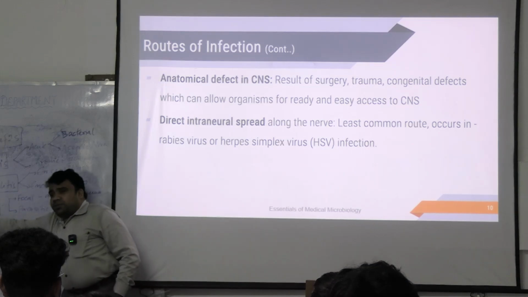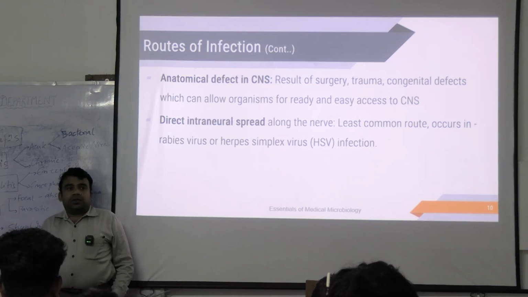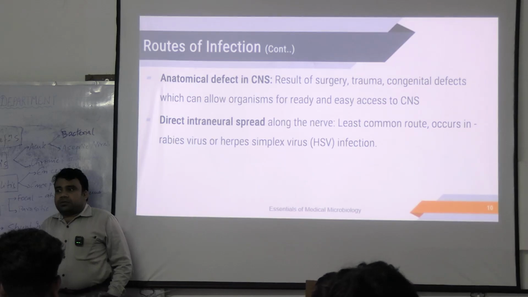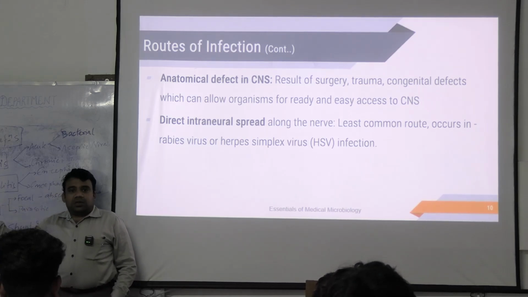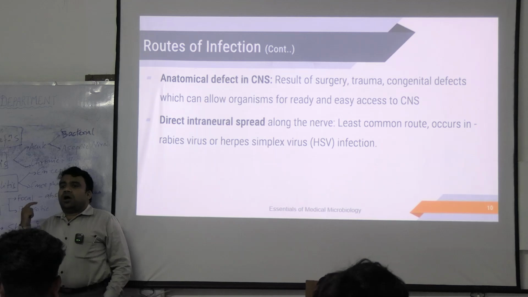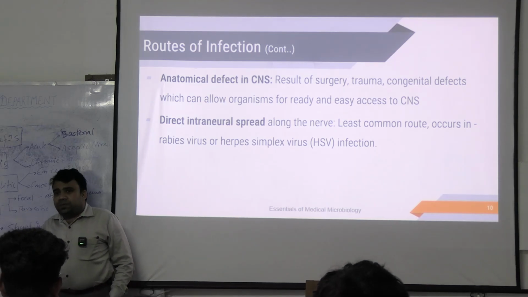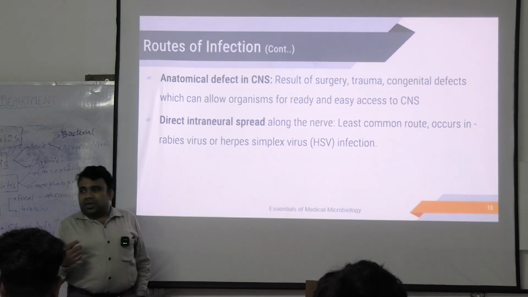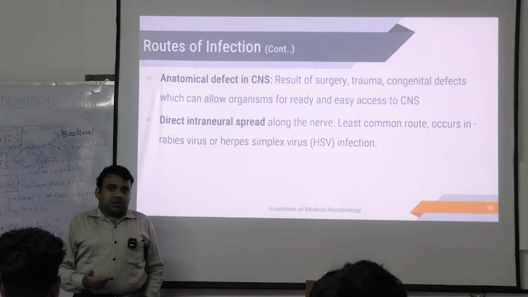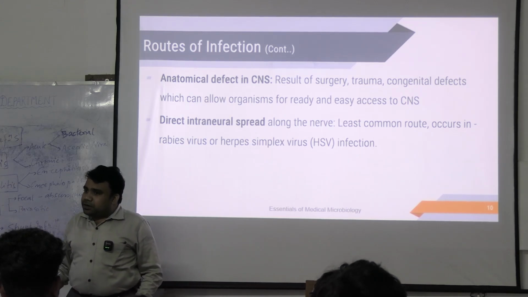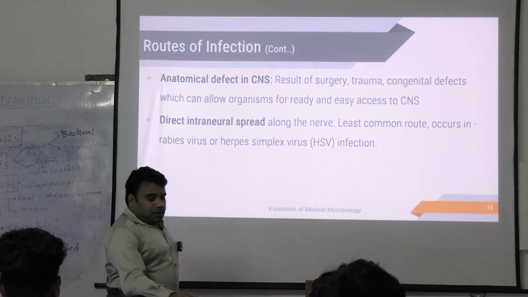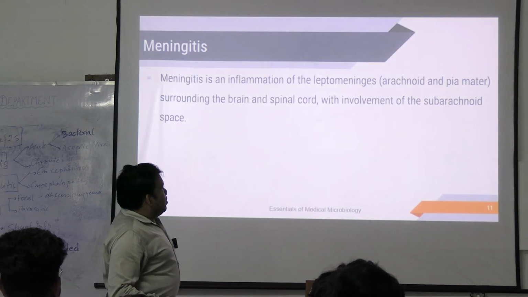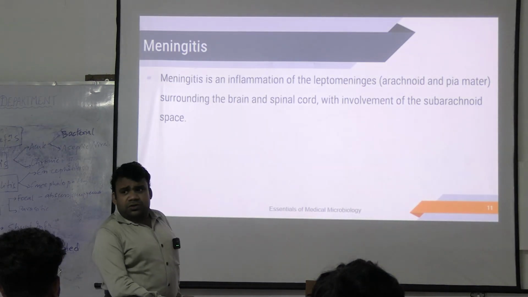So what are the routes of infection? One would be through a hematogenous route. The second would be direct spread. First is local infections. It may be sinusitis, mastoiditis, or otitis media. Next would be an abnormal path like a fracture or a wound or a surgery, or it could be a direct neural spread. Okay. I think you already know the definition of meningitis.